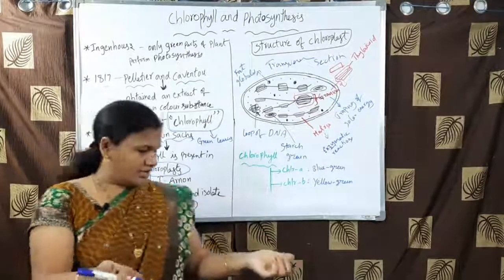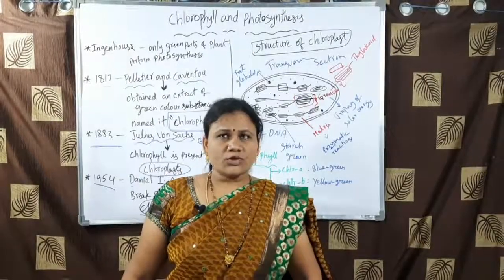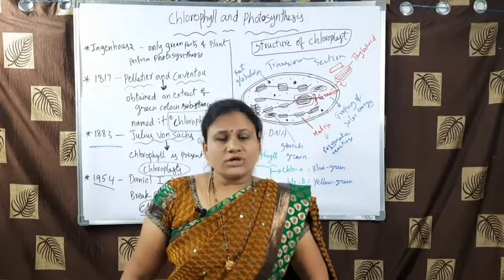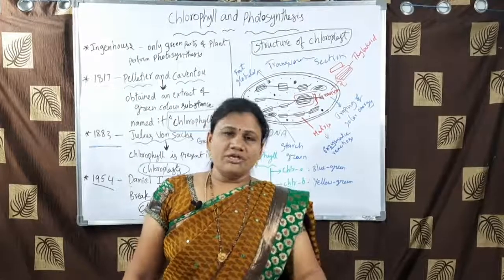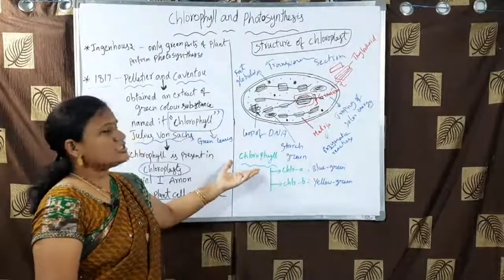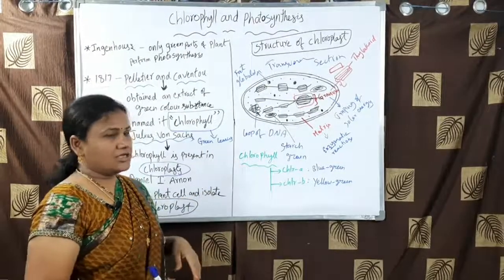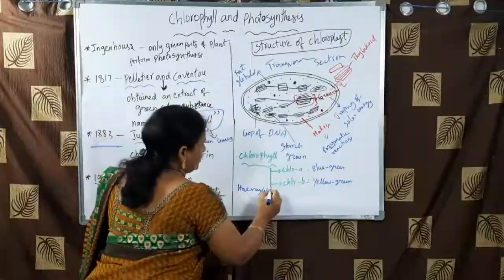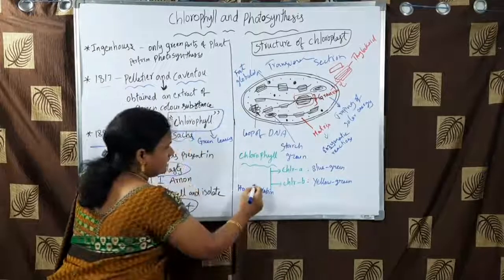For example, our blood is red in color, you know. So why is our blood red in color? Because of hemoglobin. Hemoglobin is a pigment which gives red color. So this chlorophyll is also such a kind of thing. See, for example, hemoglobin. See here, heme.